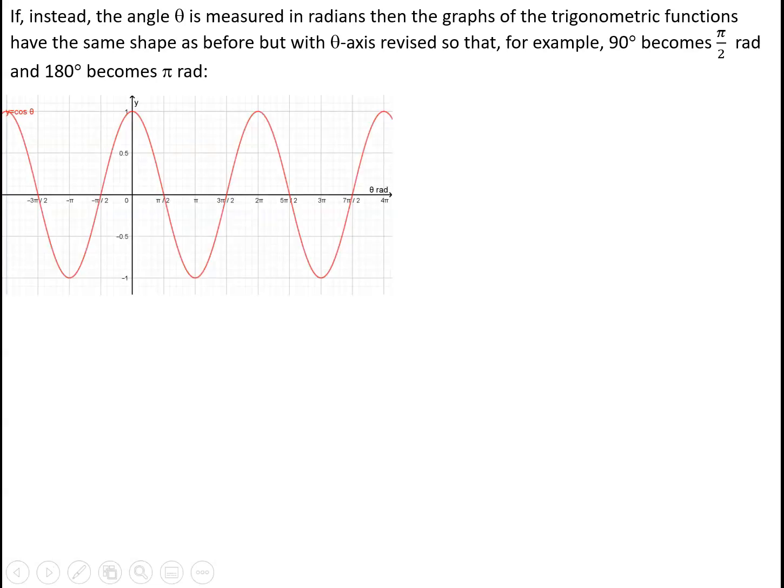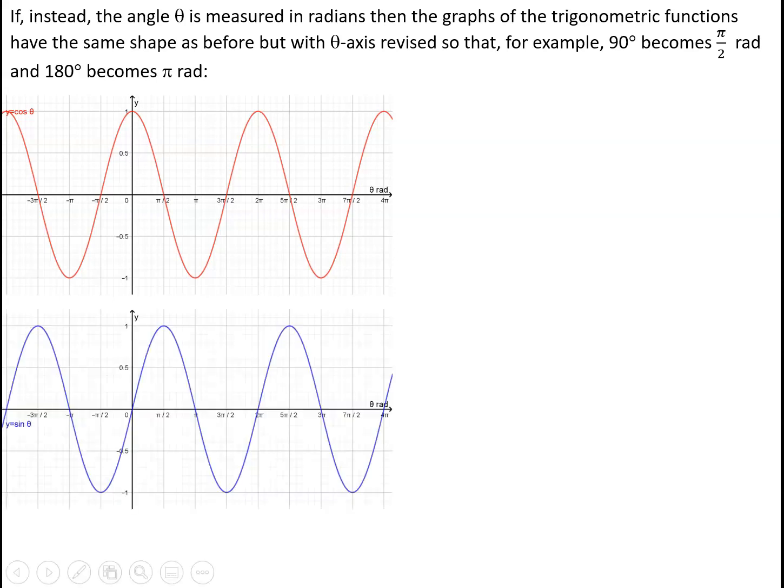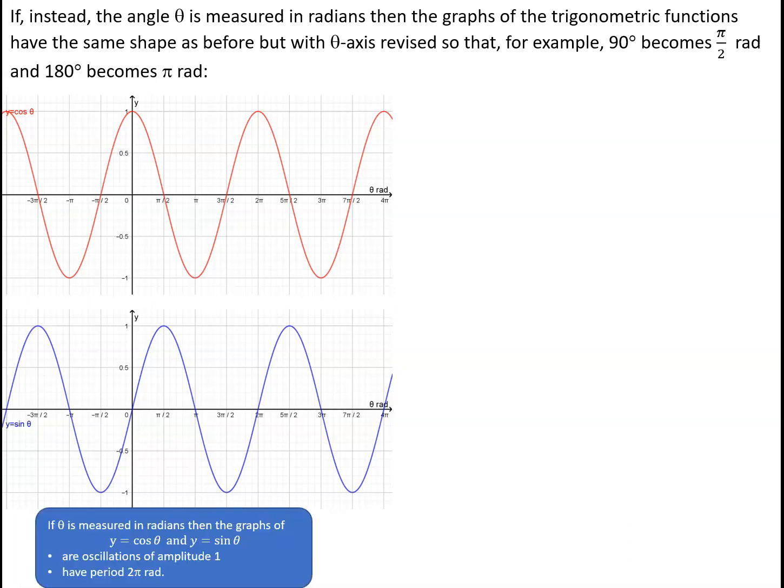So the graph of y equals cos theta, where theta is measured in radians, is here. It's again an oscillation, with period 2 pi and amplitude 1 unit. Similarly, the graph of sine theta is an oscillation with amplitude 1 and period 2 pi.